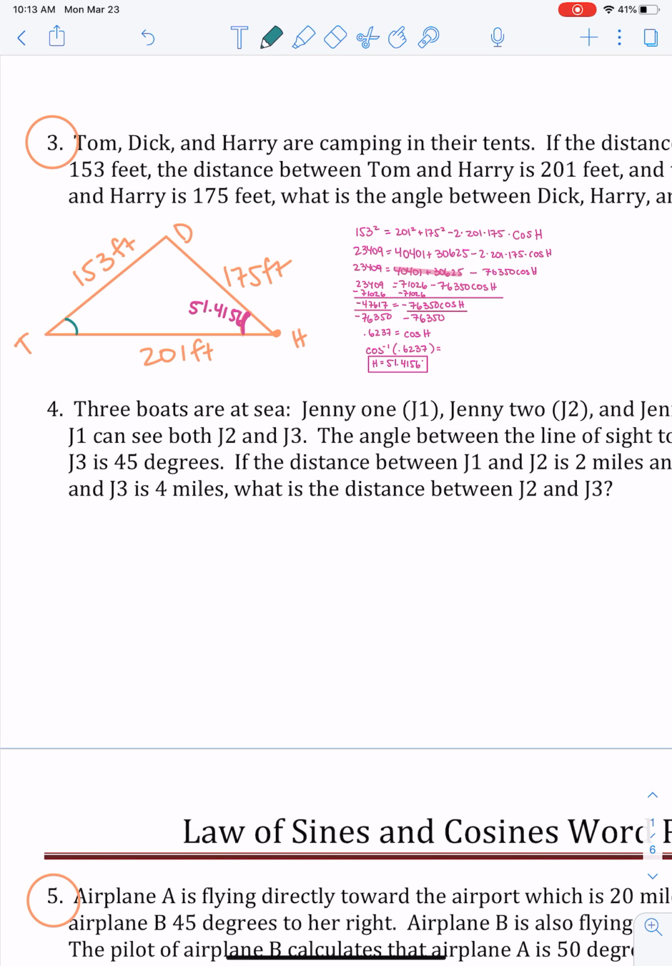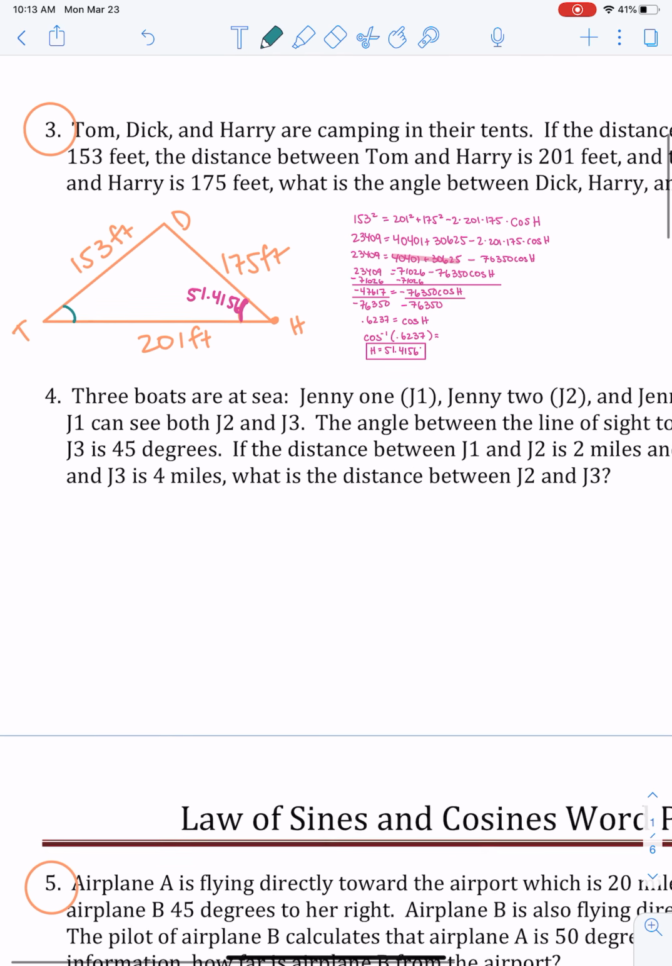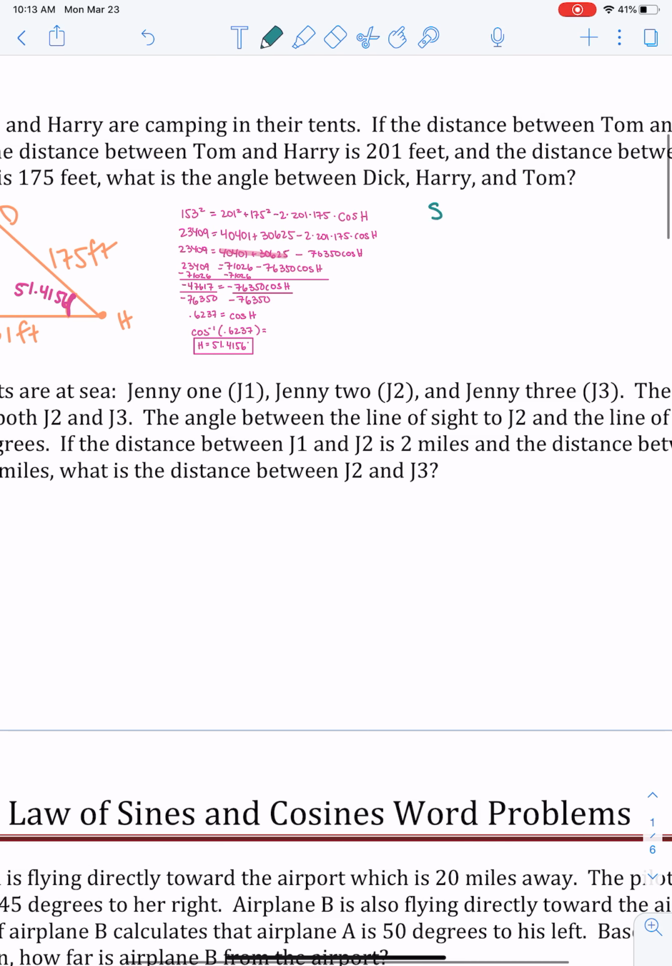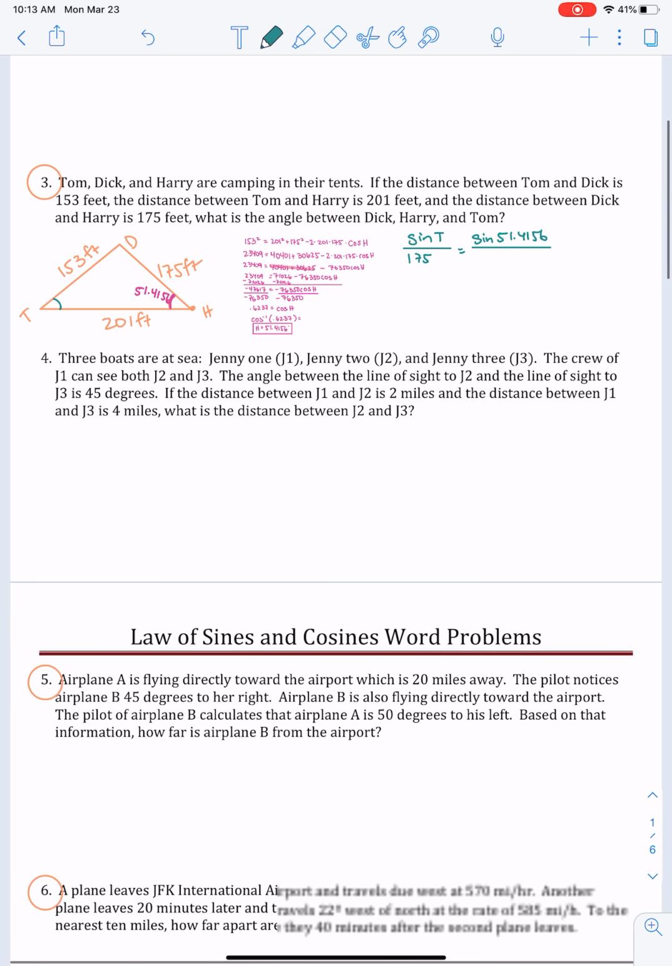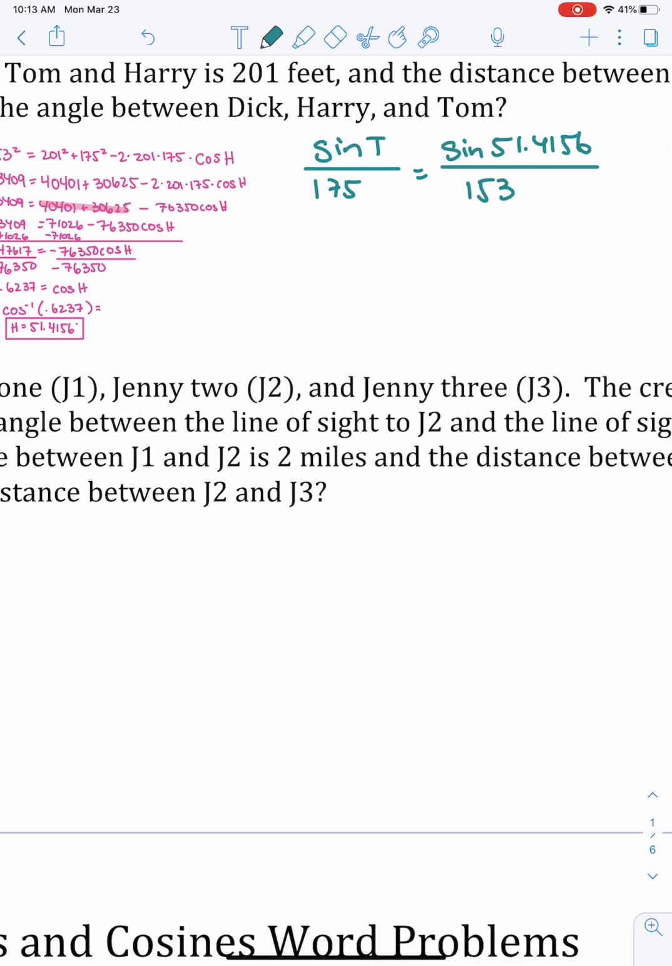So if I want to find, let's say, Tom's angle, I'm going to use law of sines this time. So I'm going to say sine of Tom's angle over the side across from it, which was 175, equals the sine of Harry's angle, which was 51.4156, over the side across from that, which was 153. And now I have a separate problem. So I'm going to type sine of that 51 degrees in. I can't type sine t into my calculator, so I'm just going to leave that there. But this was 0.7817.